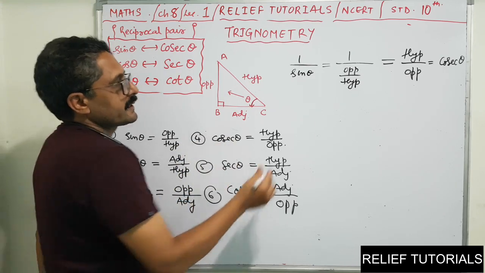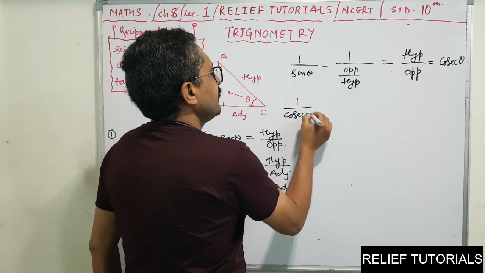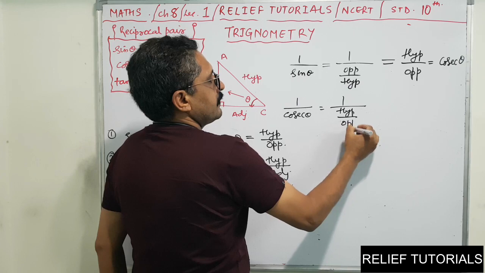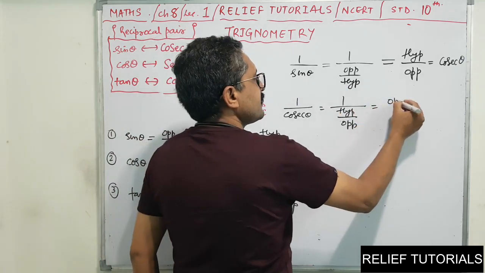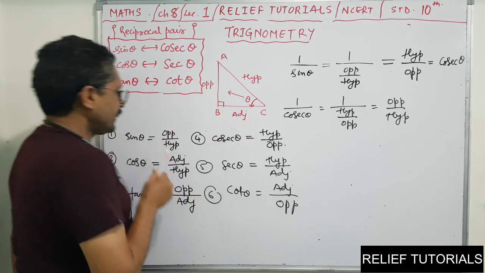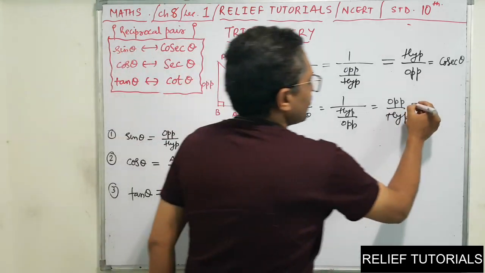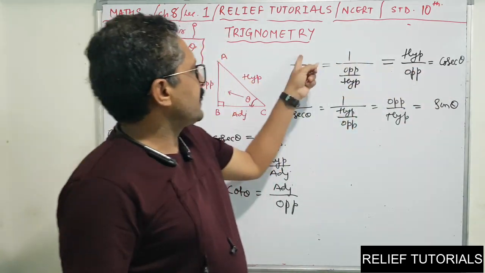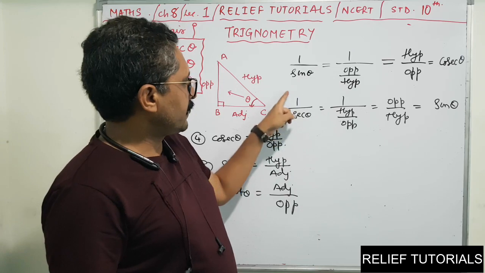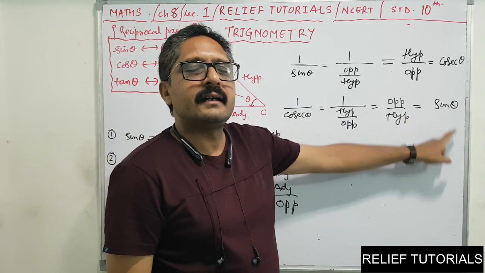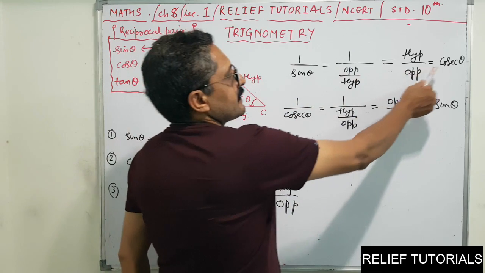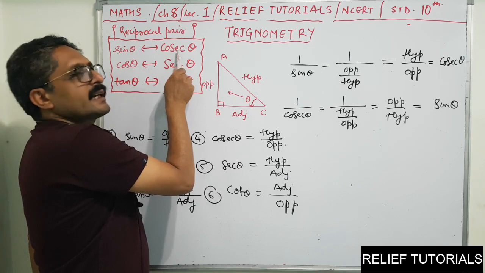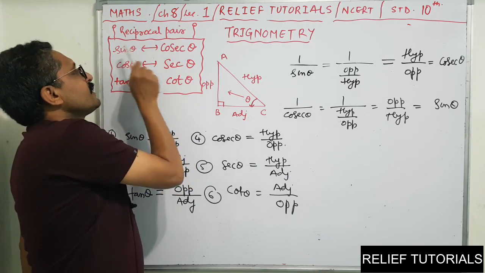Similarly, you write 1 upon cosec theta. 1 upon cosec theta is 1 upon hypotenuse upon opposite, which means opposite upon hypotenuse, and you know that opposite upon hypotenuse is sine theta. So cosec theta is 1 upon sine theta, and 1 upon cosec theta is sine theta. Are you getting what I am telling you? Reciprocal of sine is cosec, and reciprocal of cosec is sine. So these are a reciprocal pair.